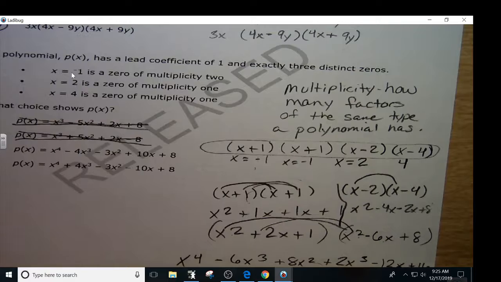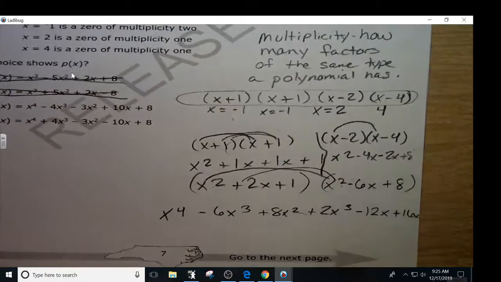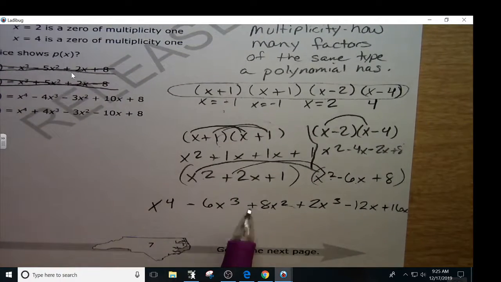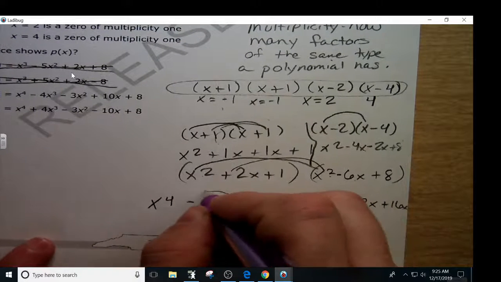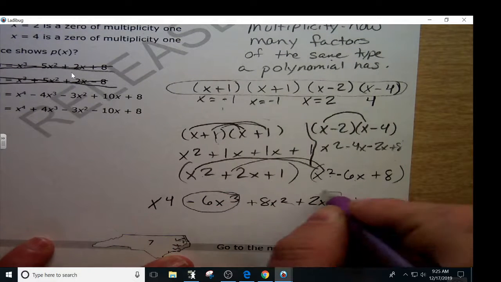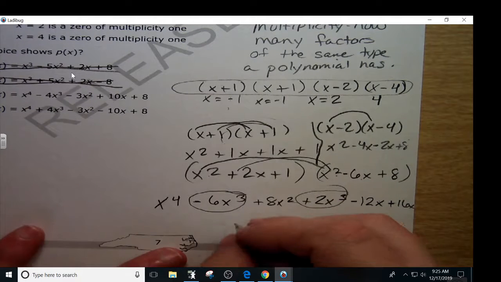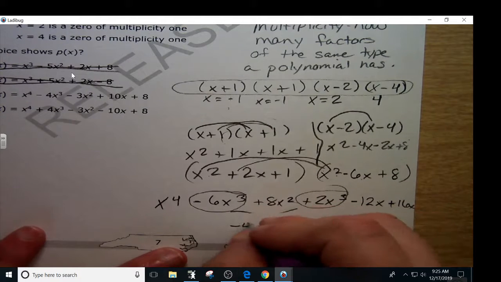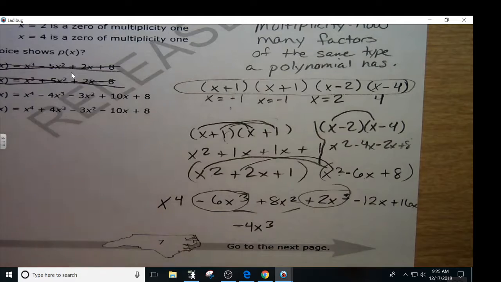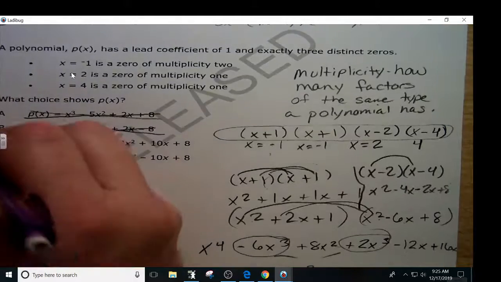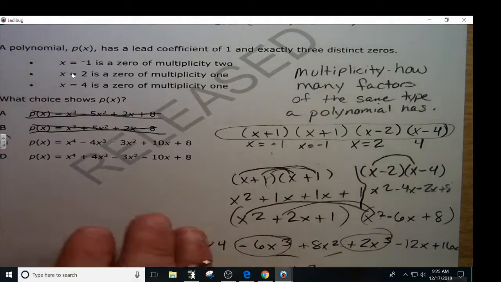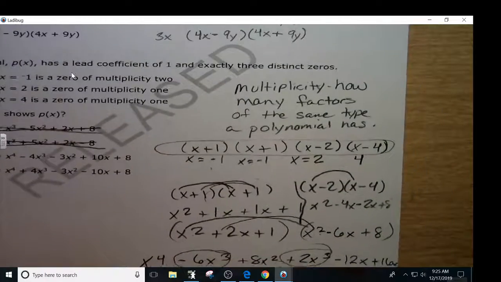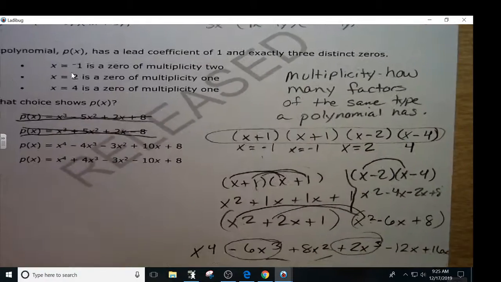All right, let's stop right here just a minute. Now, guys, is there going to be any more x cubed terms come out from multiplying? No. Look at these two right here. This one and this one. If I add those together, what do I get? So what's my answer? C. Guys, I wouldn't work no harder than I have to.